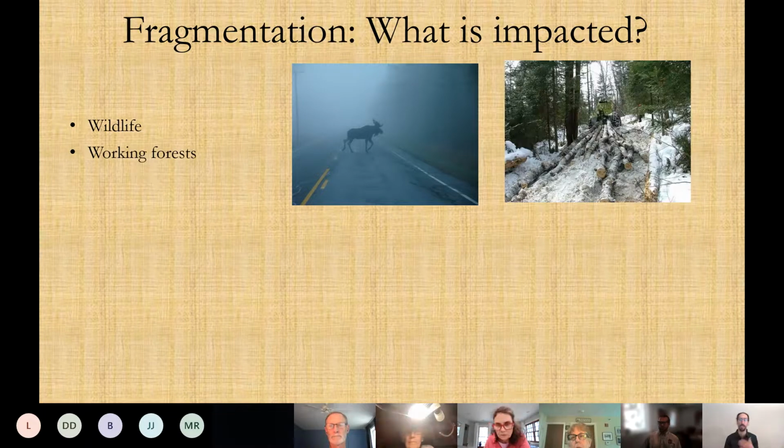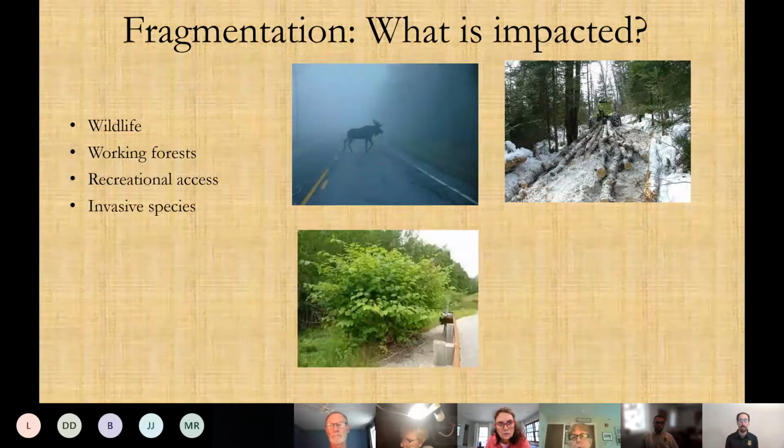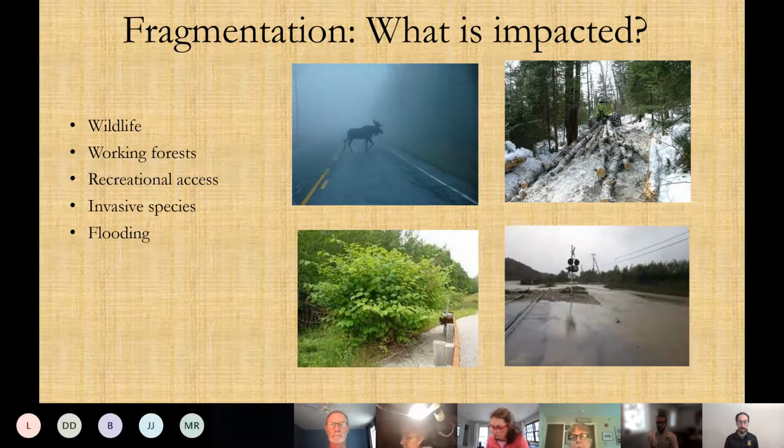Working forests, they're less productive in a smaller patch. Recreational access can be reduced or cut off by smaller patches or private property. Invasive species are likely to take over after disturbances and on forest edges, often outcompeting natives. So flooding and damages increase with the removal of trees. You get a decrease of bank stabilization, increase in flood damages.